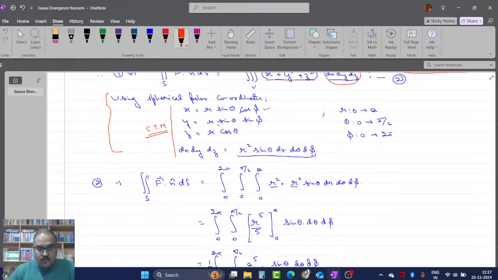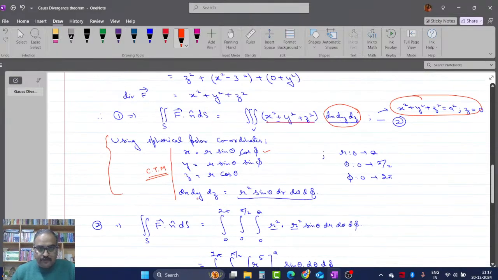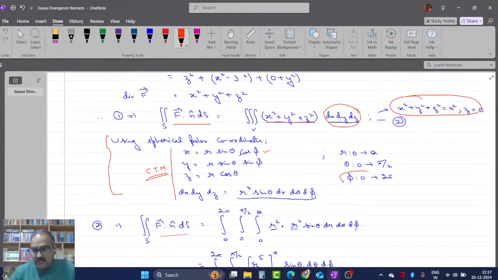Now when I am using these values in equation number 2, this value will remain as it is, I have written it over here. Now coming to the limits, this will be the constant.